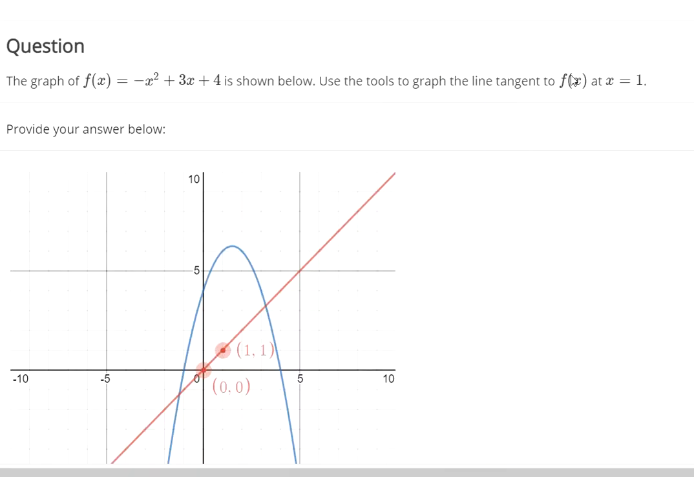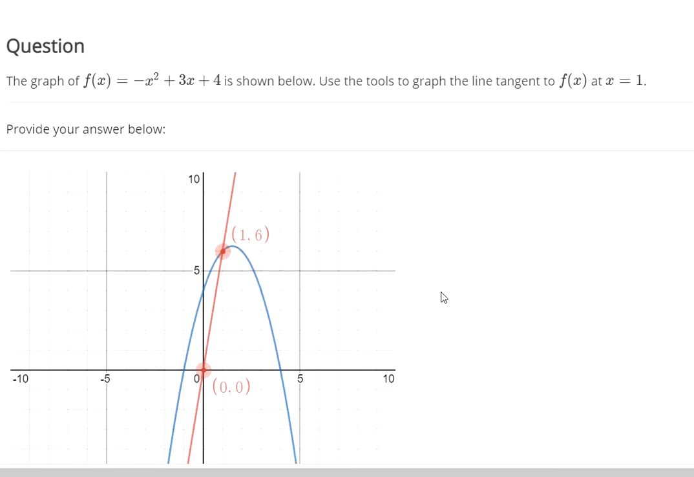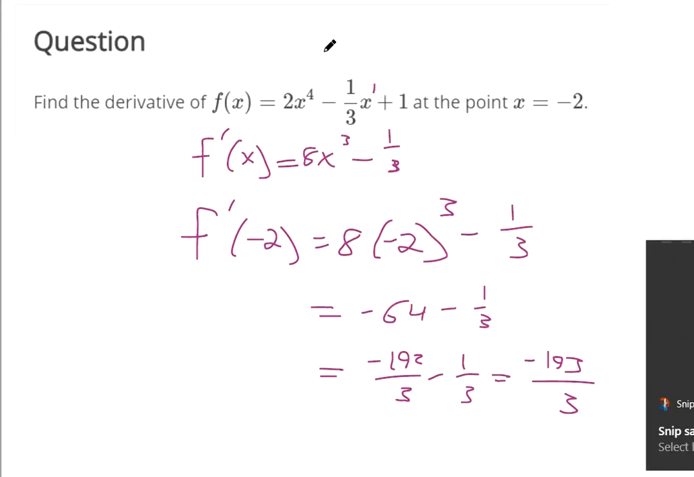Okay, it's comeback time. So we're supposed to graph the tangent line at x equals 1. Let me get this point right to start off. There's x equals 1. If you plug in 1 in there, that makes 6. Okay, so that is definitely on the right spot this time. So we want to know what the slope is. We'll find the derivative, and then we can plug in 1 to find out the slope at x equals 1.